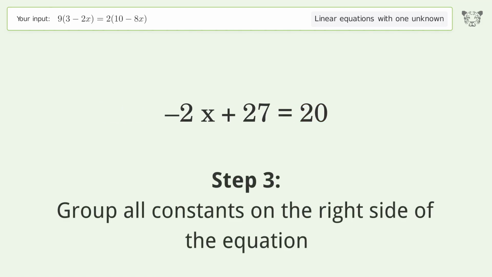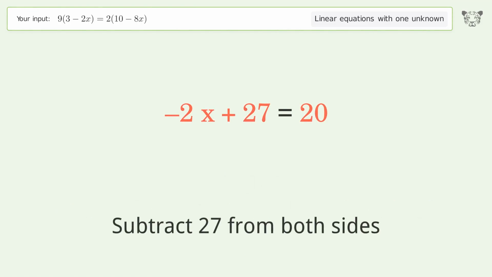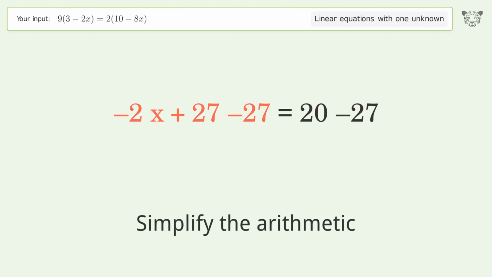Group all constants on the right side of the equation. Subtract 27 from both sides. Simplify the arithmetic.